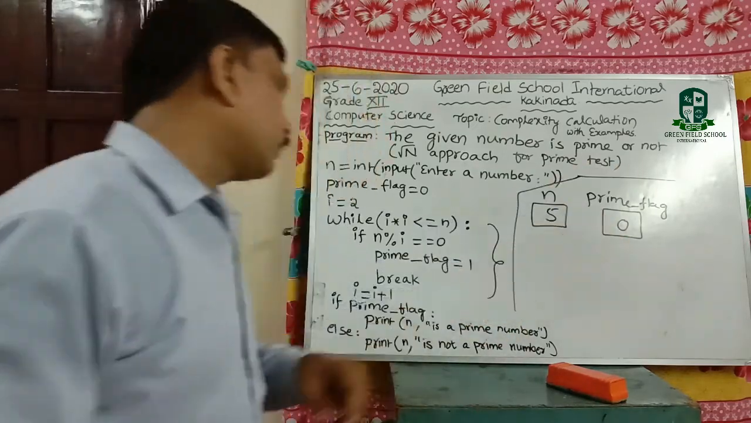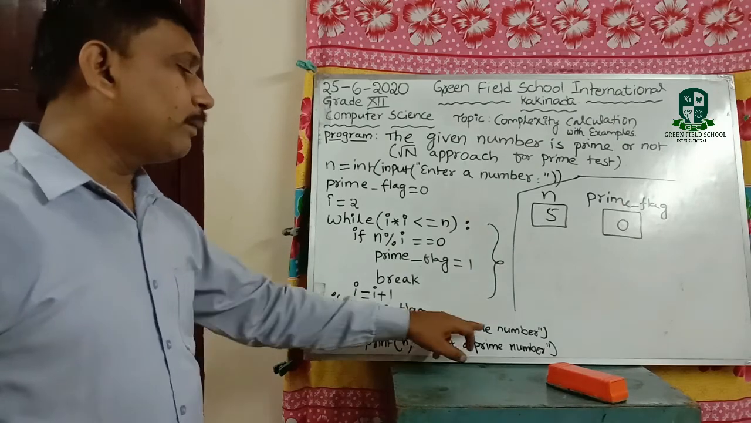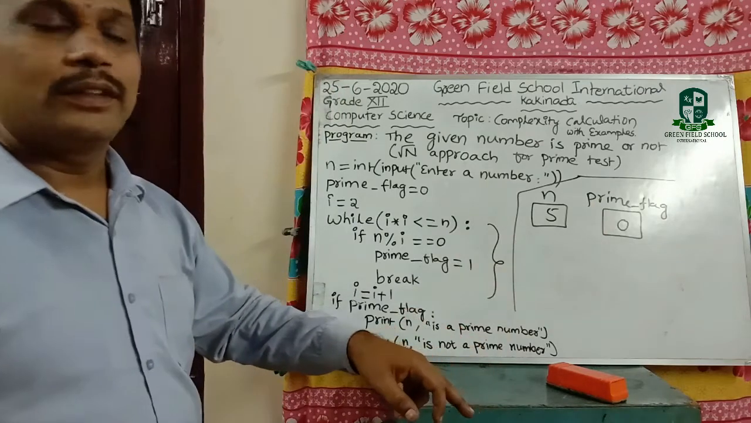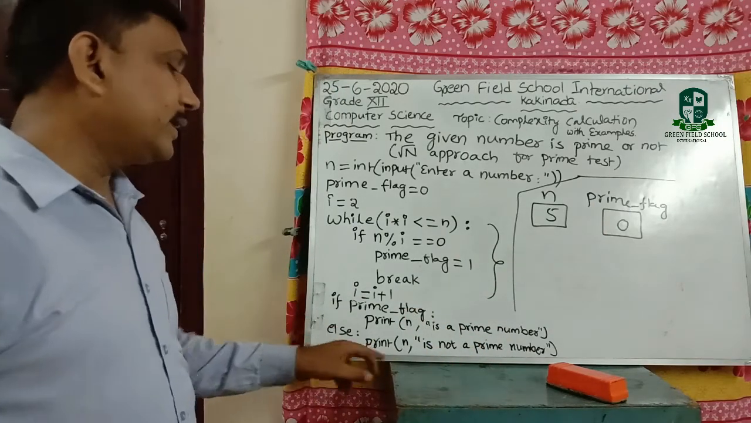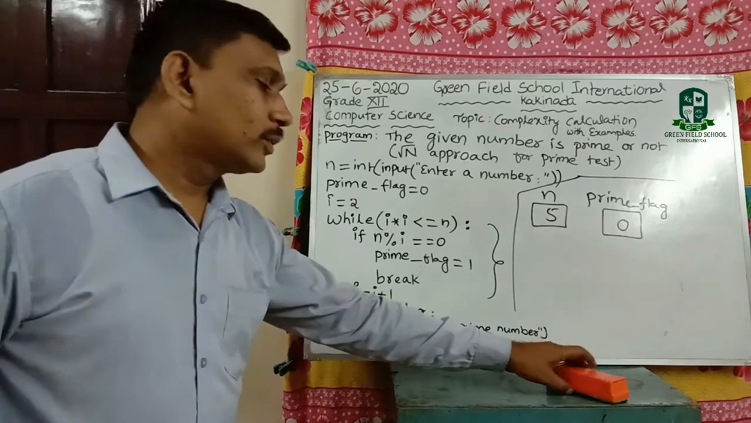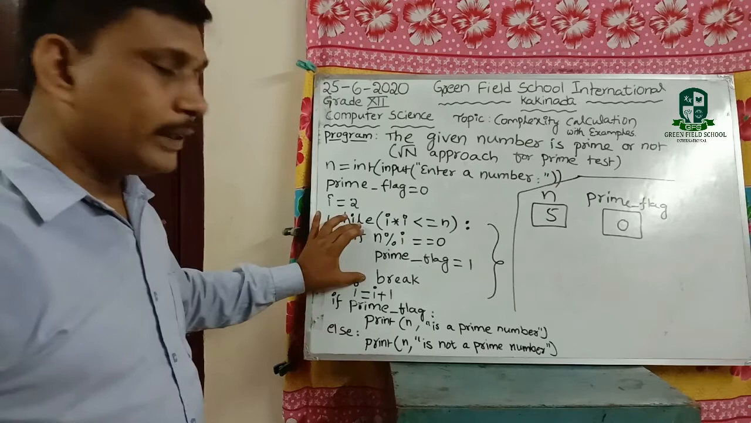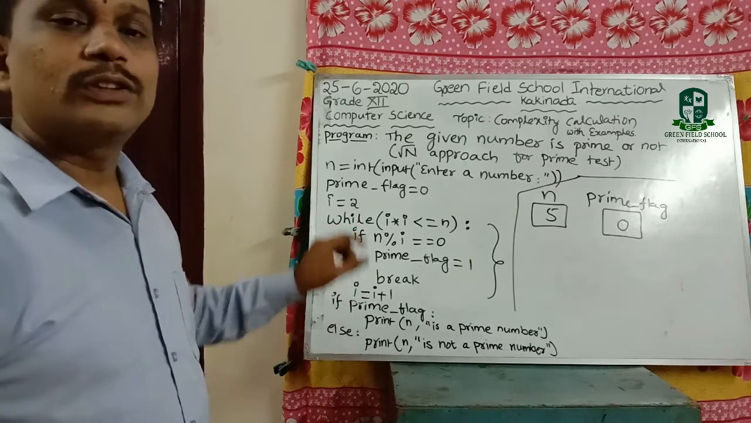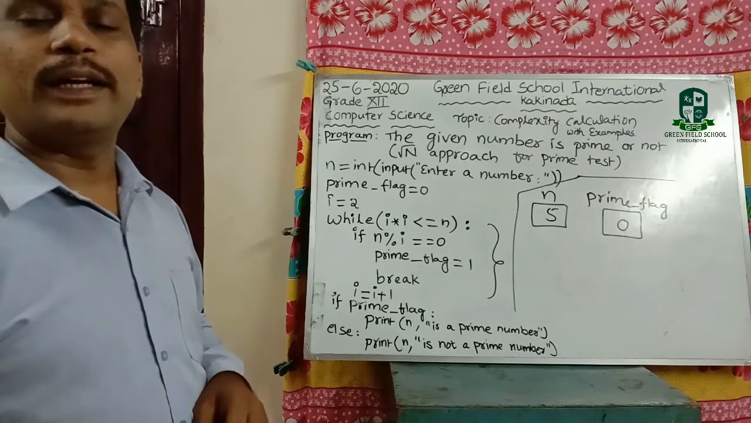Suppose if the prime flag is finally set to 1, then it is a prime number. Suppose if the prime flag is not set to 1, that is, it is still 0, then it is not a prime number. So, as in the previous class, the logic is different but the final answer is the same. Same program with the same output, but different logic applied here.